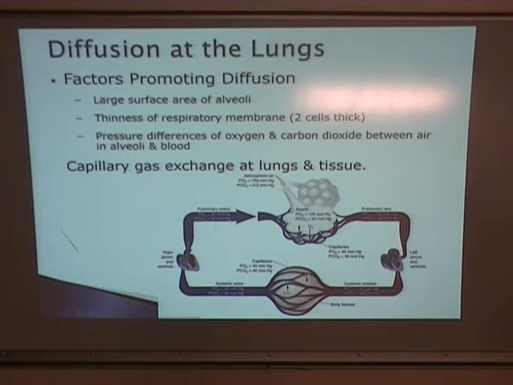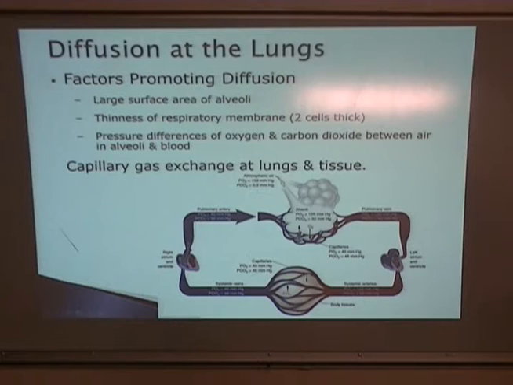So here we have a steep pressure gradient. When we get round to the tissue, we have a steep pressure gradient, so it's very easy for the oxygen to leave the hemoglobin, leave the bloodstream, and diffuse across into the muscle tissue.